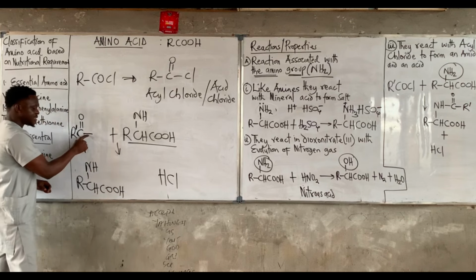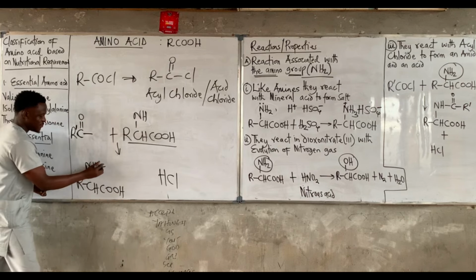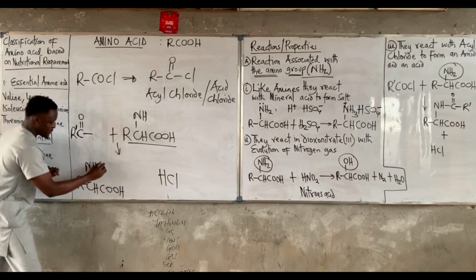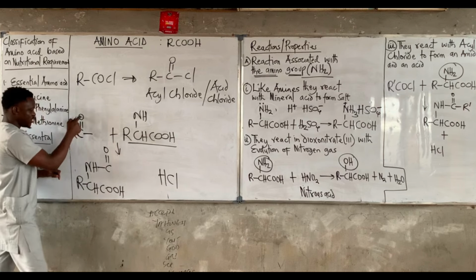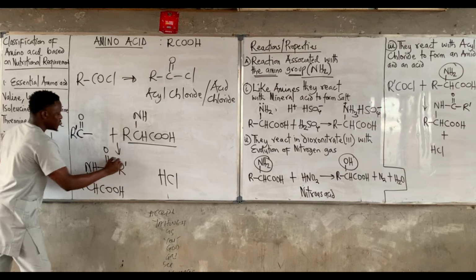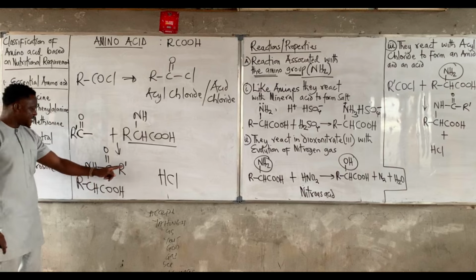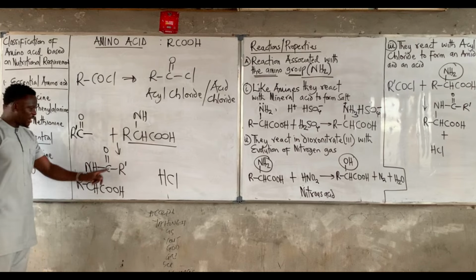Okay, now this point will now attach here. This is a point of attachment. O, which is this, and R, which is your R bar. Do not forget this bar, because it is what is going to tell us that this R was not what was here initially. This R is coming from this.